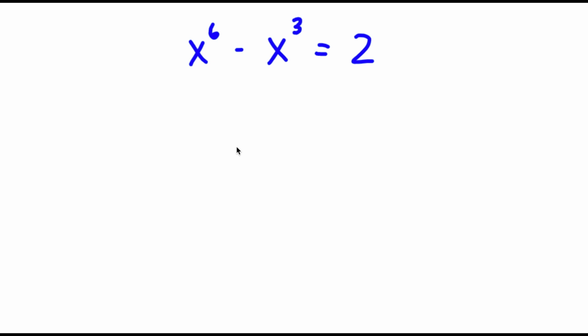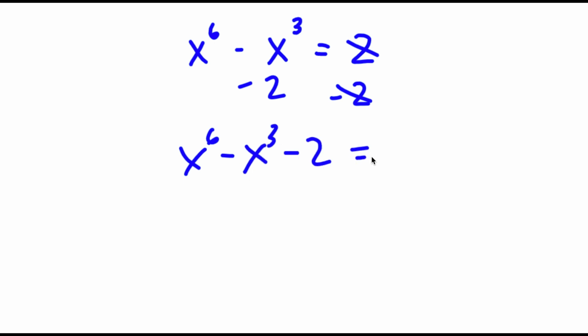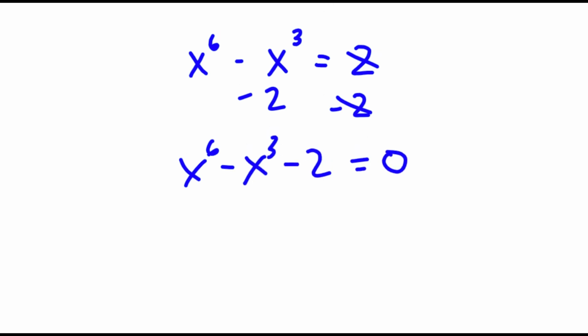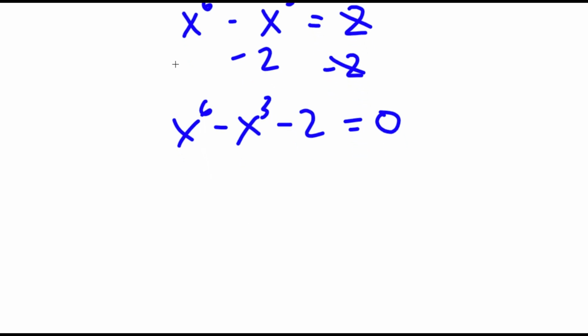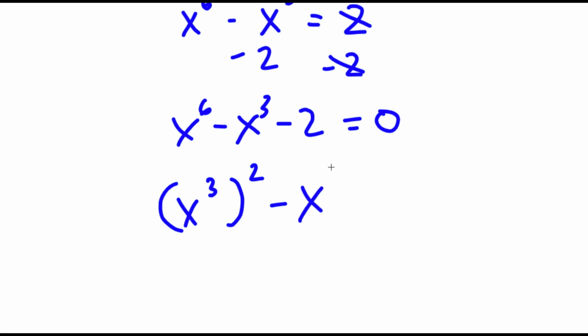Alright, so in this problem, I have x to the power of 6 minus x to the power of 3 is equal to 2. So I'm going to first start by subtracting 2 on both sides. So now I have x to the power of 6 minus x to the power of 3 minus 2 is equal to 0. Now I'm going to rewrite x to the power of 6 as x to the power of 3 squared. Now I have this minus x to the power of 3 minus 2 is equal to 0.